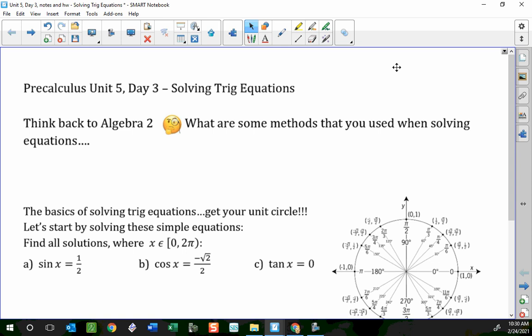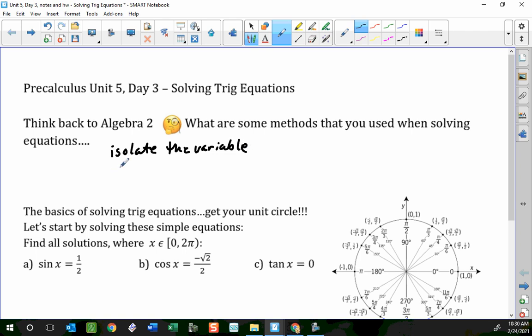Alright, so think back to Algebra 2 and some of the methods that you used when solving equations. You would do something like isolate the variable, right? Like if you had an equation where you have 3x plus 5 equals 4, you basically are just going to get x alone, and then that's your answer, right? So you used to isolate the variable.